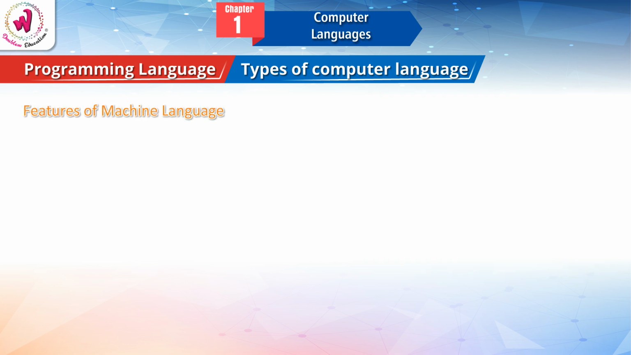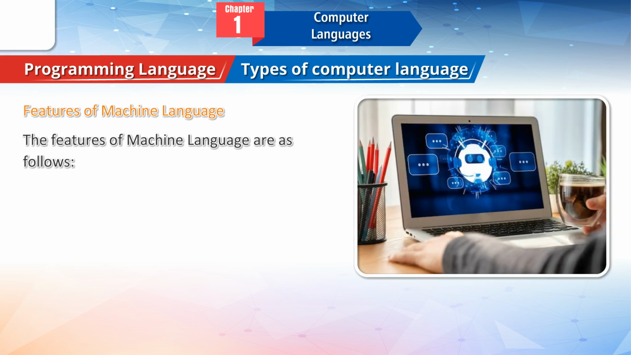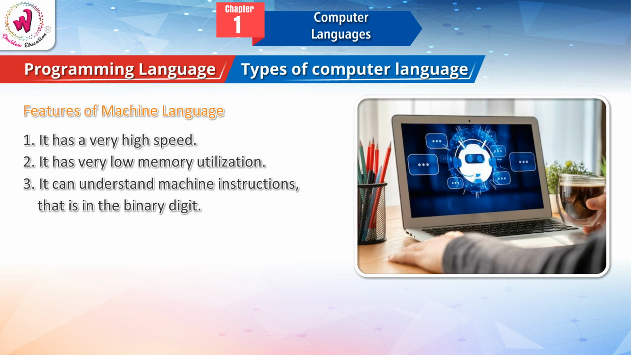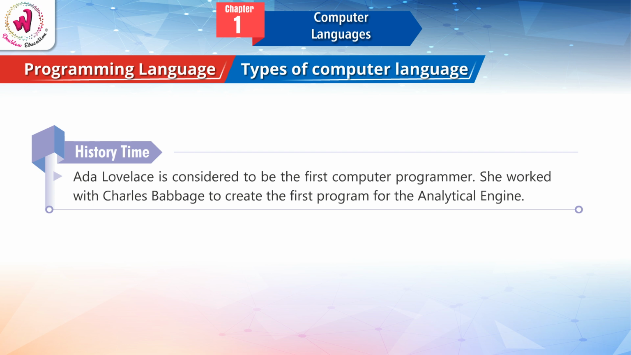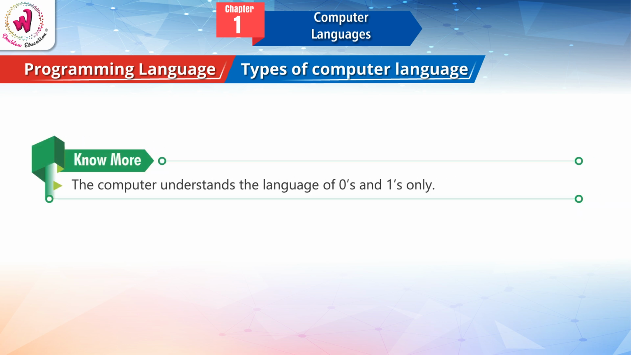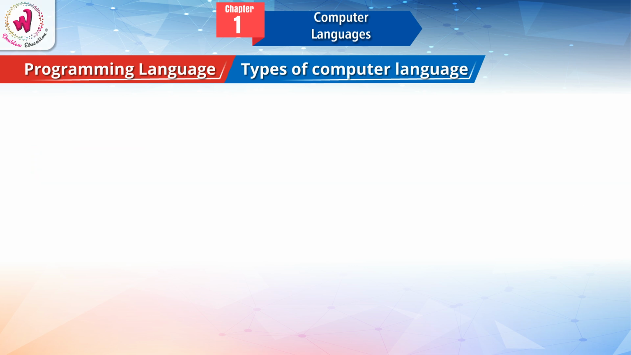Features of machine language. The features of machine language are as follows. 1. It has a very high speed. 2. It has very low memory utilization. 3. It can understand machine instructions, that is, in the binary digit. History time. Ada Lovelace is considered to be the first computer programmer. She worked with Charles Babbage to create the first program for the analytical engine. No more. The computer understands the language of zeros and ones only.